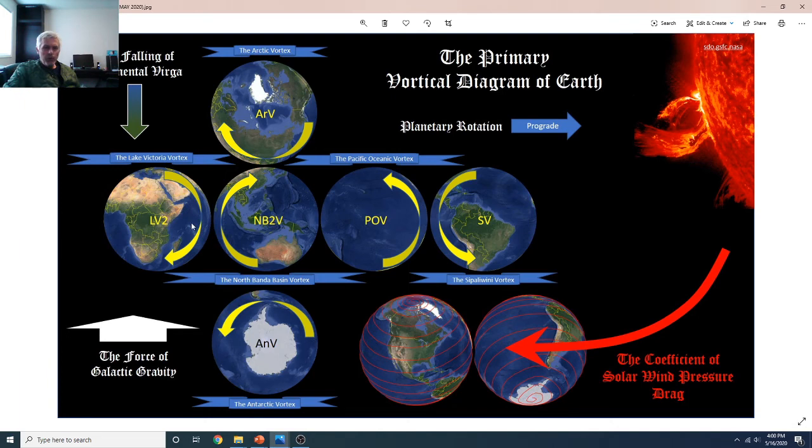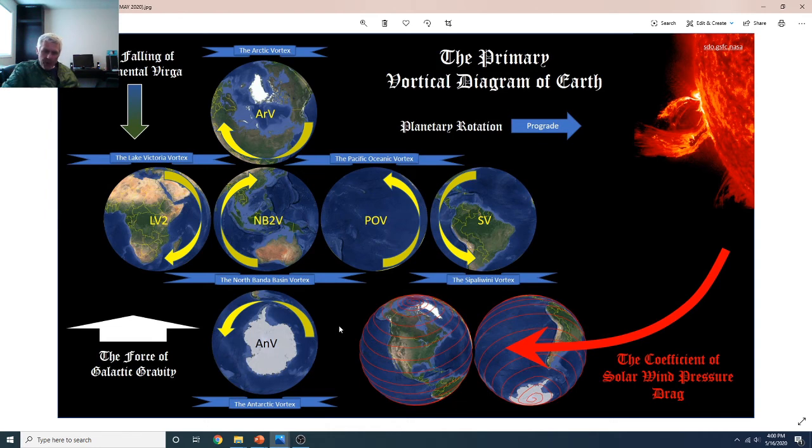LV2 pairs off with POV, and then you get these guys going in the same direction. Same thing with NB2V and SV. Planetary rotation is prograde, which is going toward this direction. Follow my mouse going across the sheet from the left to the right. Then you have the force of galactic gravity striking the south pole of the planet. This is only in relation to these global views, not those.